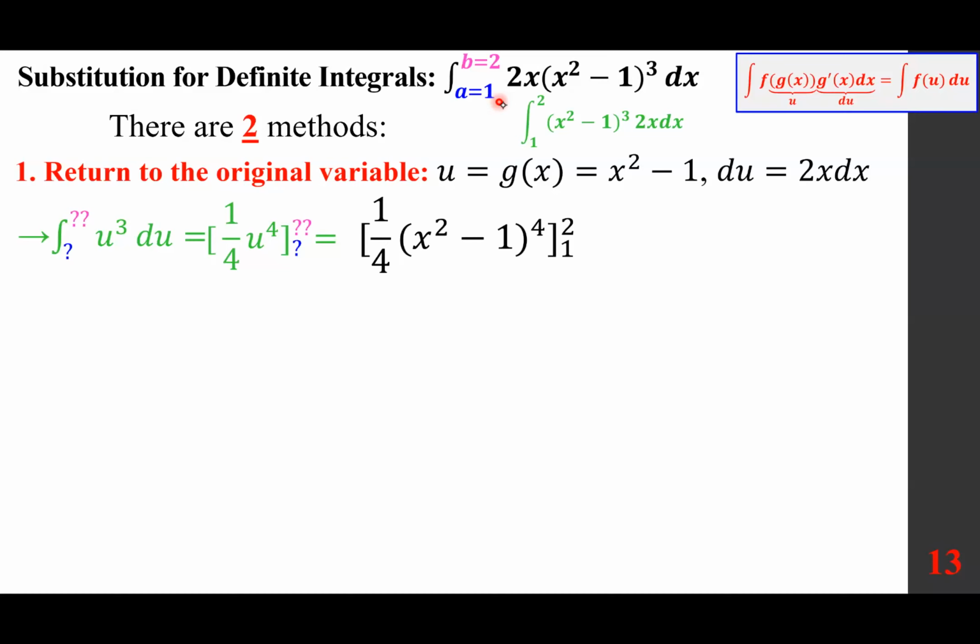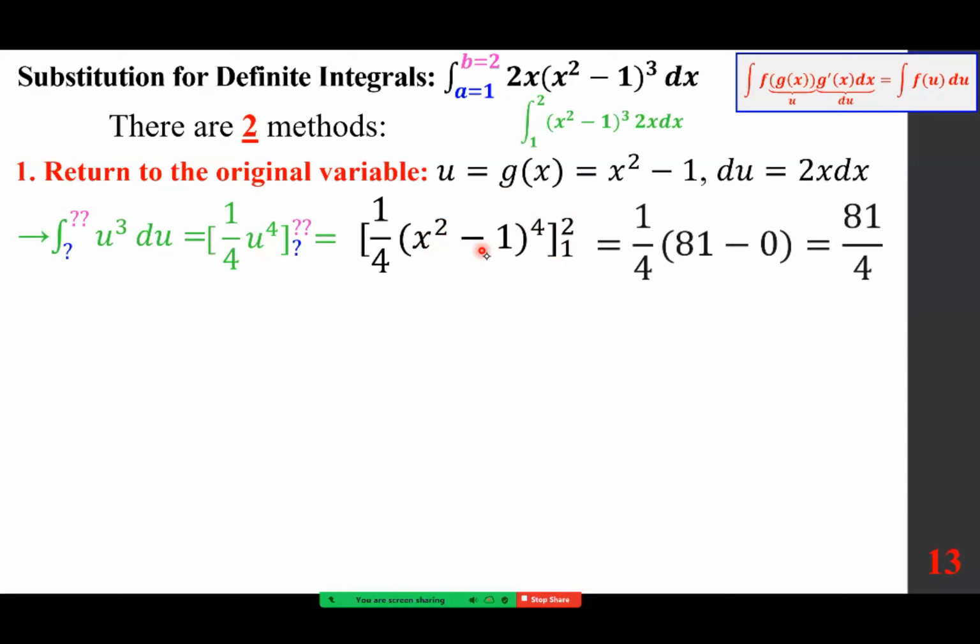And it's pretty straightforward, everybody. So let's see what happens next. Well, if I plug in the upper limit 2, I get 2 squared 4 minus 1, 3. 3 to the power of 4 is 81. If I plug in 1, I get 0. So I get 81 times 1/4 makes it 81 over 4.